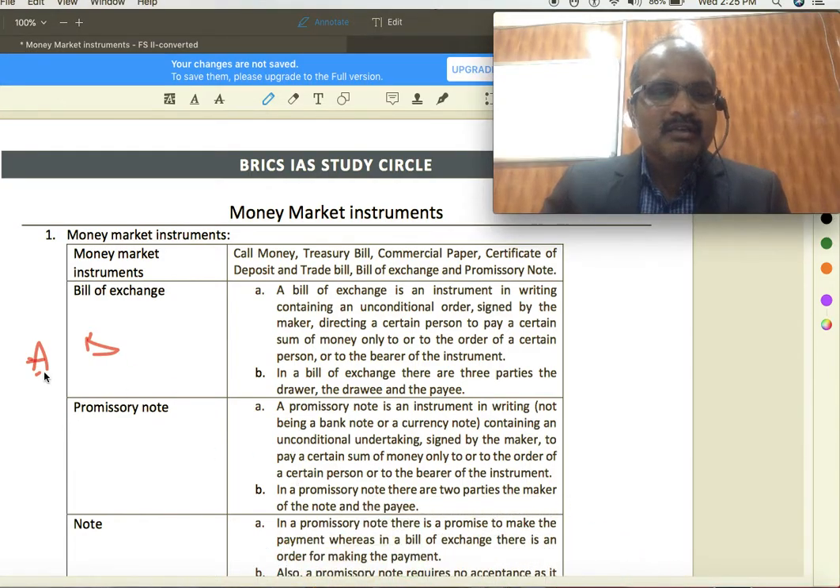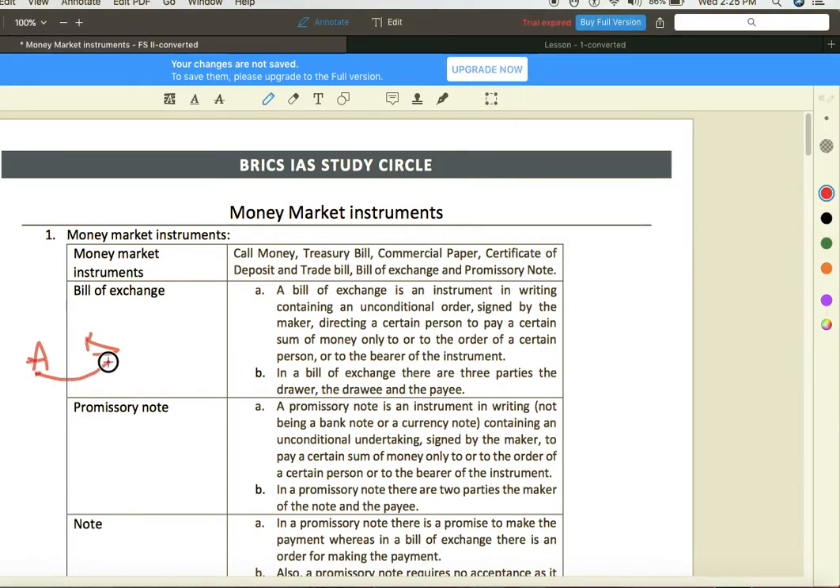When the seller is selling goods to B, B has to make a payment. But B doesn't have money, so B will say he will pay later. Then A will draw a bill of exchange. I repeat, A will draw a bill of exchange and send it for acceptance to B. Acceptance is nothing but B signing on the bill and sending it back to A.